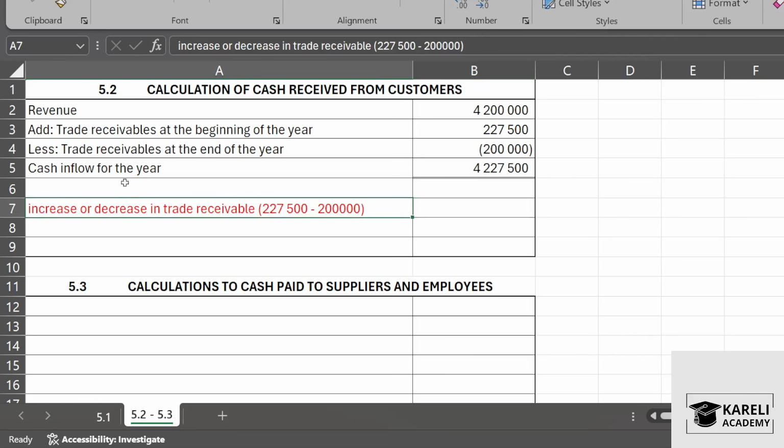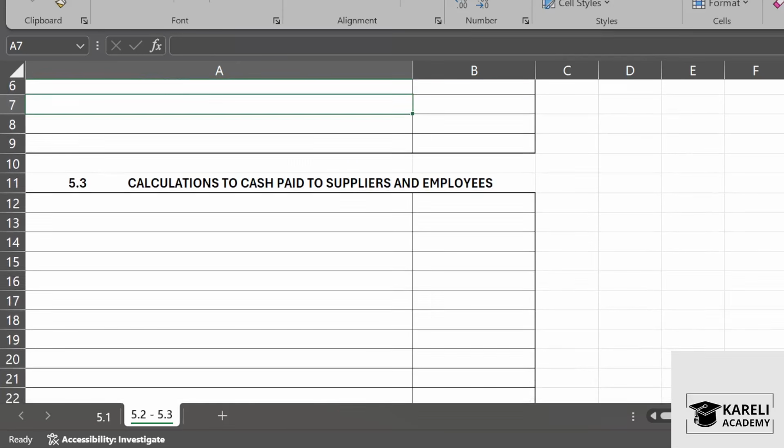So on this activity, let us use this method. Trade and other receivables we add, and then less the closing balance. Then we are done. We move to note number 2, calculations to the cash paid. Now we still need revenue. We said it's 2 million.